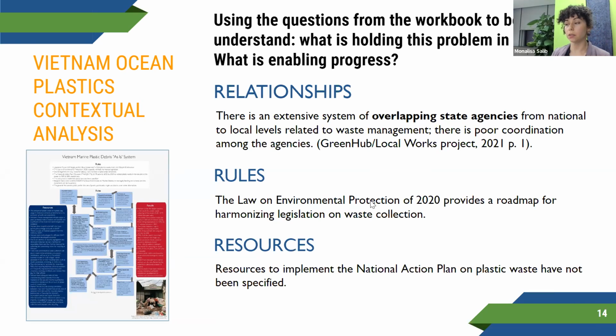There is this opening with the Law on Environmental Protection of 2020, which potentially creates a foundation for improving the situation. And then resources is one of the categories in the contextual analysis. While there is a national action plan on plastic waste, resources haven't been identified for it. So what does that really mean? Is that something that's really going to move forward? Again, I'm obviously not a plastics expert. Well, maybe it's not obvious, but I'm not a plastics expert. I just wanted to give you a flavor for the kinds of things that come out when you ask these sorts of questions.